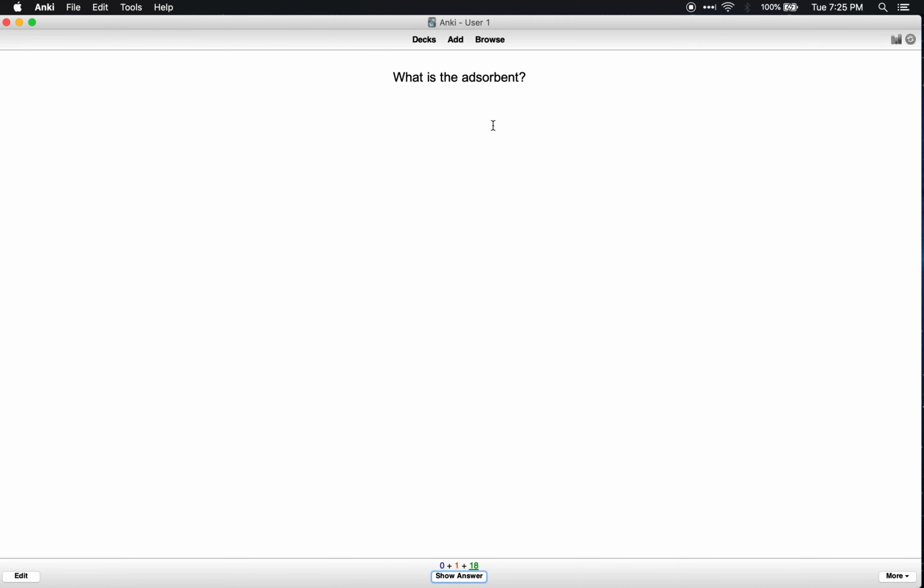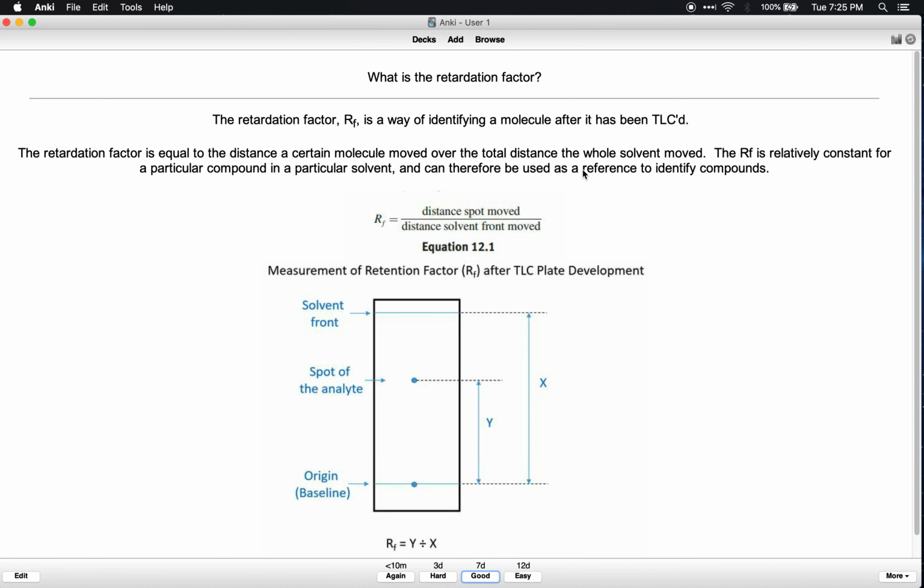Absorbent is the stationary phase. Retardation factor, Rf, is equal to the distance that the spot traveled up a TLC plate over the solvent front. And it's pretty constant for every molecule on a specific plate, so you can use it to identify stuff.